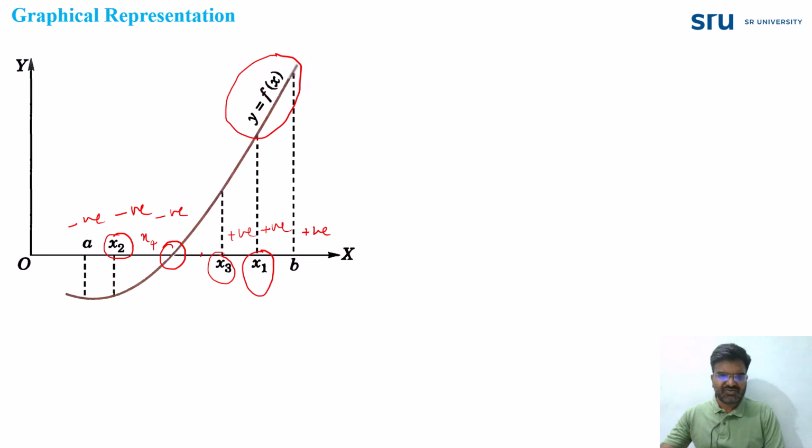Suppose it is x5. We write the value of the function at x5. Suppose it is positive. At x5 the function is positive, at x4 the function is negative. So the root lies in between x4 and x5. In the next step again we find the midpoint of x4 and x5. See, we have to continue this process. After a few iterations, we can reach the exact position of the root.